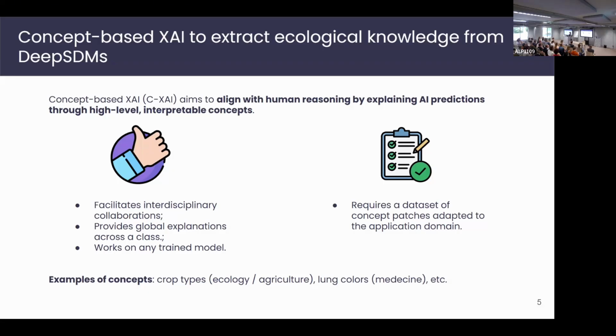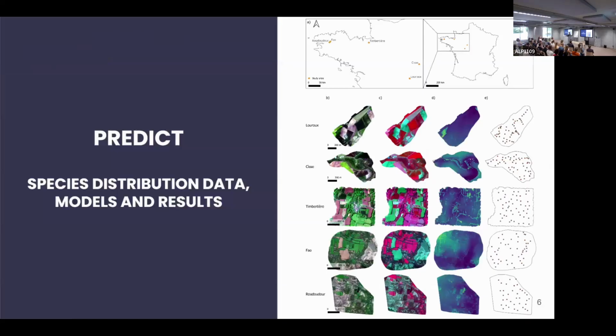Why is it an interesting approach? Because it facilitates interdisciplinary collaborations, and most of us, I think, collaborate with experts from other fields. The expert can define the concept. Also, it provides global explanations across a class, compared to, for instance, GradCAM heat maps that give us one explanation for one prediction. And it works on any trained computer vision model, or even generative text models would work. However, it requires a dataset of concept patches that are adapted to the application domain.